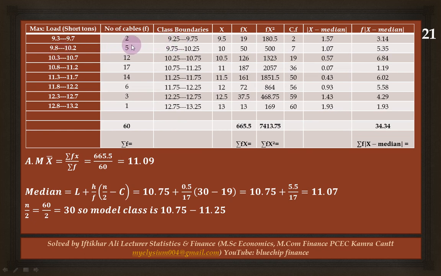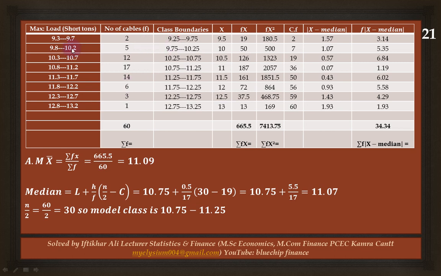हम क्लास बाउंड्रीज को कैसे लेंगे, 9.8 माइनस 9.7 डिवाइडेड बाई 2। जो रिजल्ट आए उसको इस साइड से हमने माइनस करना है और इस साइड पे ऐड करना है, तो इट विल बिकम 9.25 एंड इट विल बिकम 9.75, 9.75 10.25, 10.25 10.75. So 9.8 minus 9.7 divided by 2, and the answer will be subtracted from the left side and added to the right side.